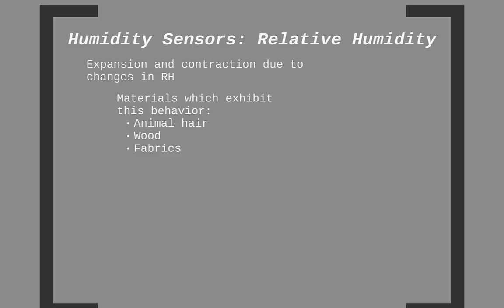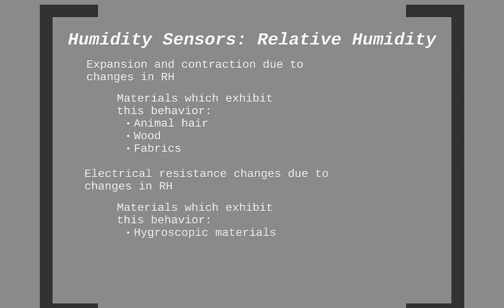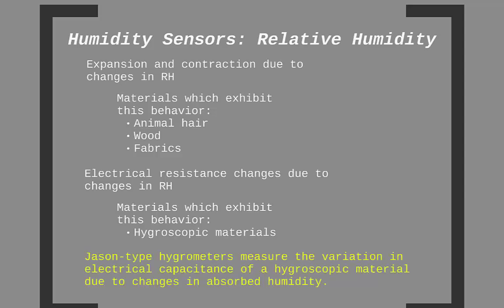There are also some hygroscopic materials whose electrical resistance increases and decreases with changes in relative humidity. This is very similar to the effect we saw in temperature sensors when the electrical resistance of a material changed with changes in temperature. Just like those temperature sensors, these types of relative humidity sensors can be used to predict the relative humidity of the air they are exposed to based off of the electrical resistance they are exhibiting in an electric circuit. There are other types of relative humidity sensors, such as the Jason type capacitance sensor, which can provide very accurate readings and are quickly becoming the norm in HVAC control systems that use relative humidity sensors.